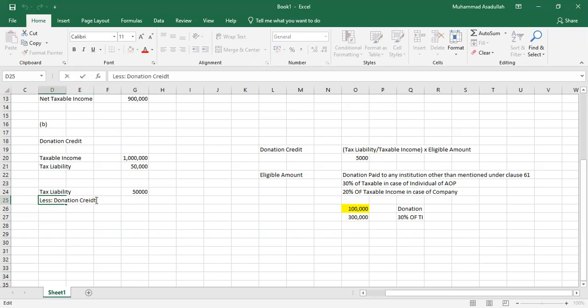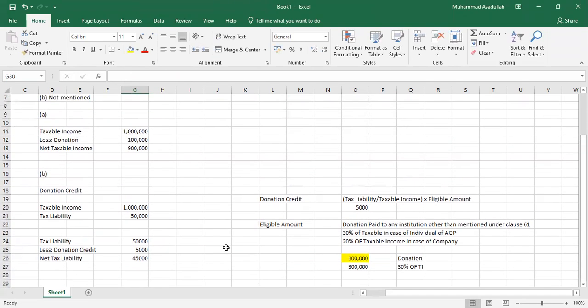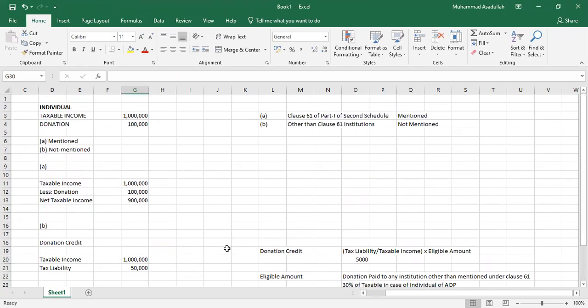Let me correct the spelling first. Donation credit, that is rupees 5,000. So your net tax liability is rupees 40,000. So this is the treatment of donation under the income tax ordinance.